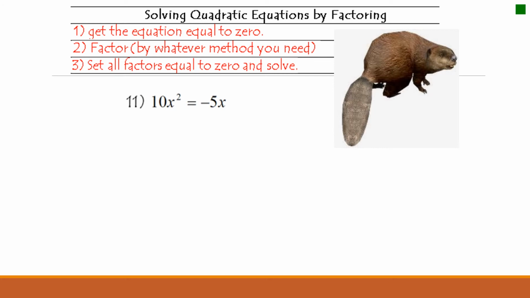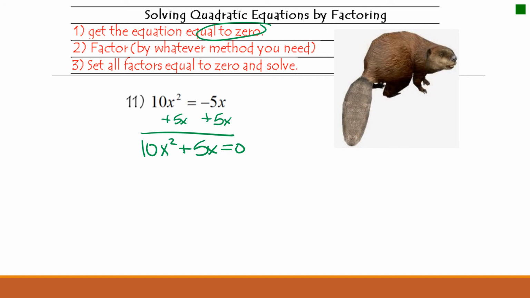All right, this one, he's like, I'm just walking away. Look at him. He looks like he's very bored. But it doesn't equal 0. So I'm going to add 5x to both sides. So I have 10x squared plus 5x equals 0.